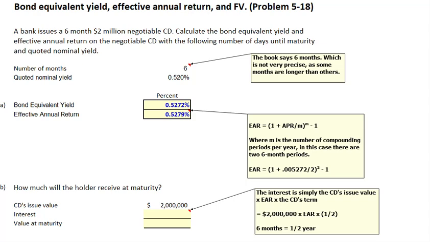Next, we need to calculate how much the CD is going to be worth at maturity. That's just going to be the CD's issue value of $2 million plus interest. That will give us the value at maturity. So we need to calculate the interest. And our interest is simply going to be the CD's issue value of $2 million times our effective annual rate times the term, which in this case is 6 months or a half a year. So we get $5,279 in interest. Add that to the $2 million, and we get the value of the CD at maturity.